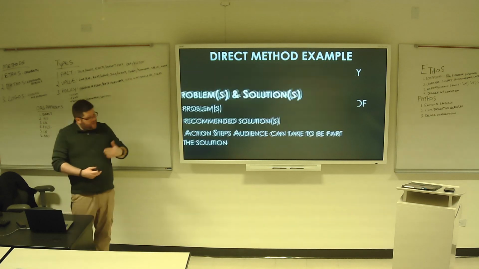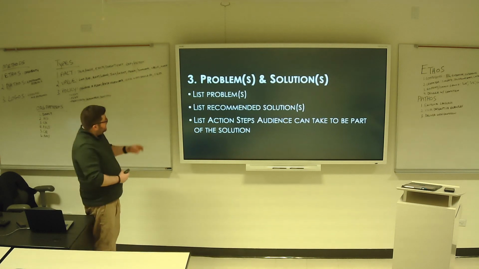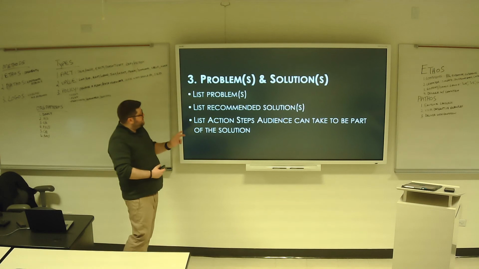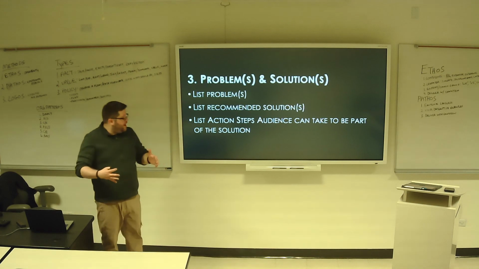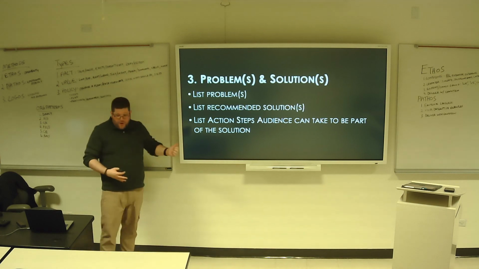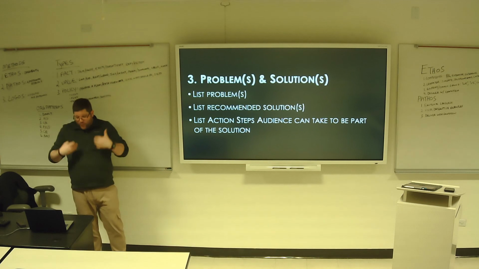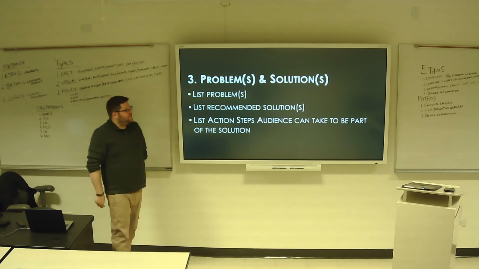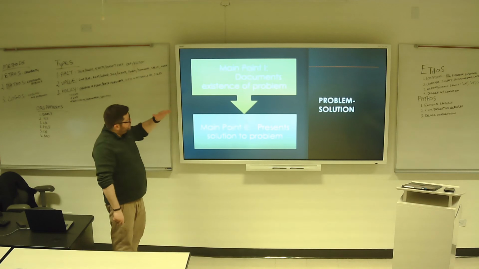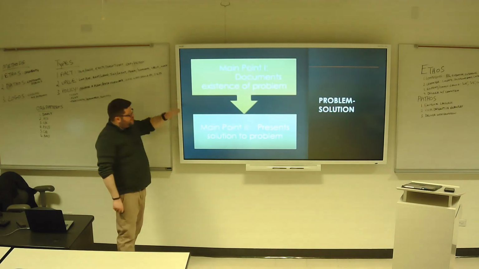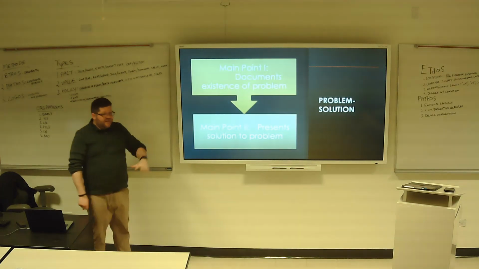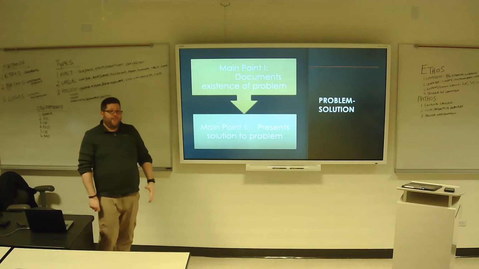So that is my direct method example. The next that we'll learn about is problem solutions. This is where you list the problems and then list the solutions. You also could list action steps that help us be a part of the solution. This is where your main point, again, documents the problem. Your second main point presents the solution to that problem.